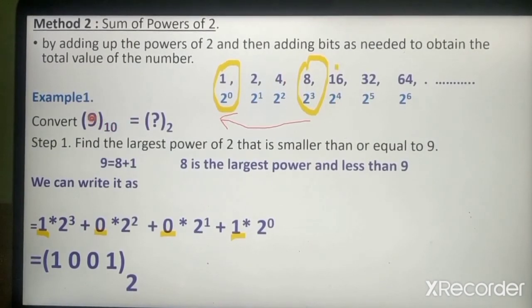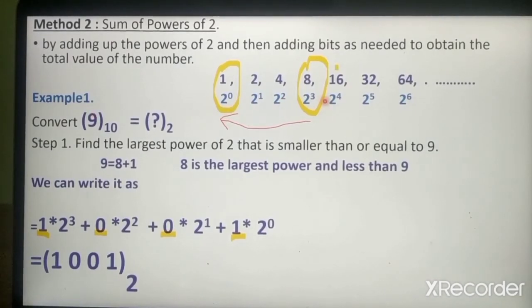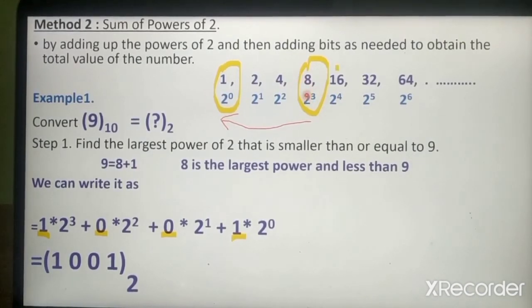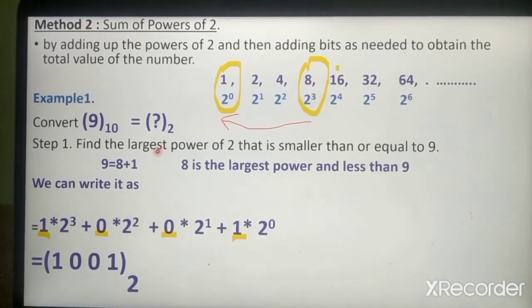Here our given number is 9. If the number is not there, we take the closest number. Here the closest number to 9 is 8 only, so you have to consider up to 8 only. So now we can write 9 as 9 is equal to 8 plus 1.